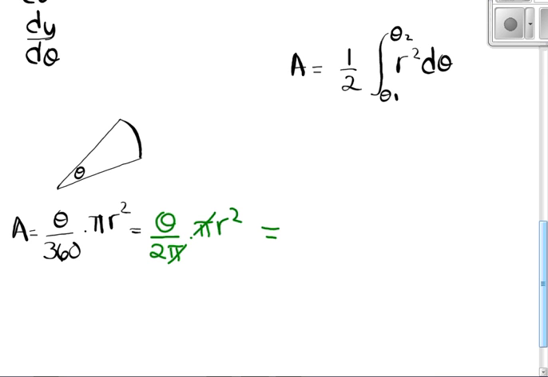Okay, so this is 1/2 r squared times d theta.